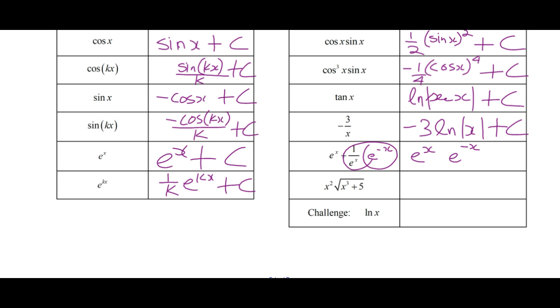Okay, but what's the derivative of e to the negative x? Well, it's e to the negative x times negative 1, right? Derivative of this, negative 1. I want this to be a plus, but this is going to end up being a minus, so we're going to toss a minus in there. Is there a question?